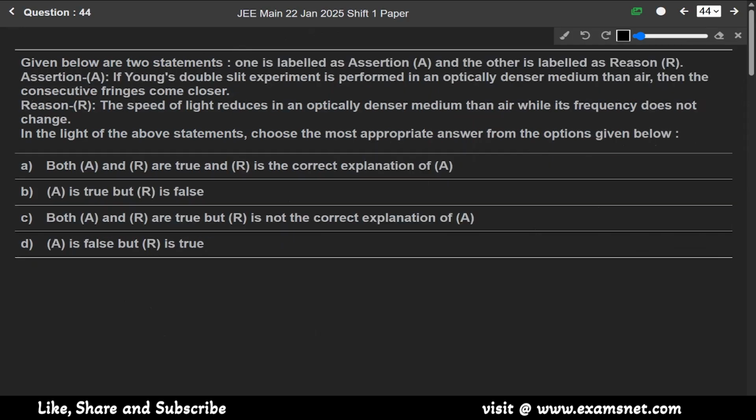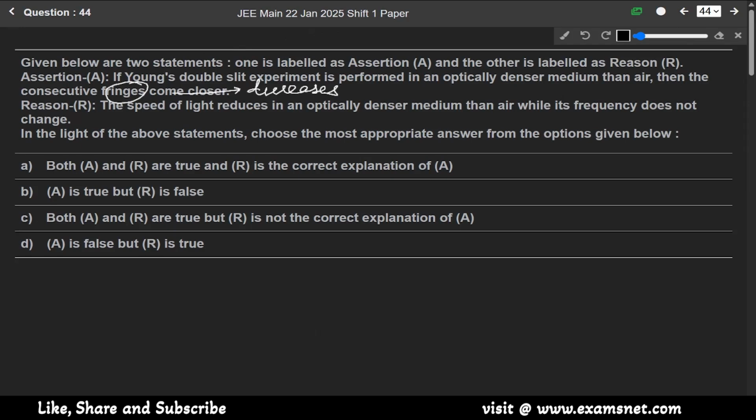Now question 44. Given below are two statements, one is labeled as assertion and the other is labeled as reason. So assertion is given as if Young's double slit experiment is performed in an optically denser medium than air, then the consecutive fringes come closer. It means the question is saying the fringe width will decrease. Okay. And reason is given as the speed of light reduces in an optically denser medium than the air while its frequency does not change.